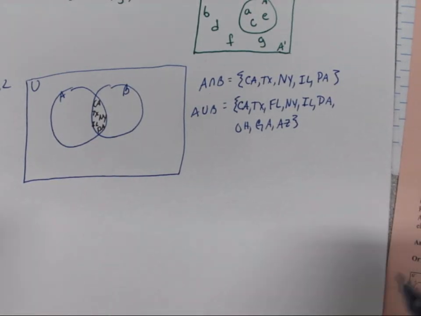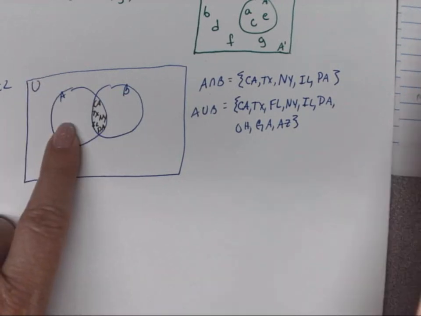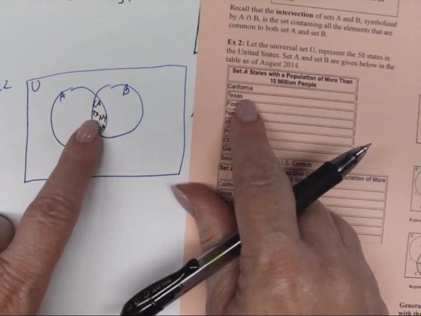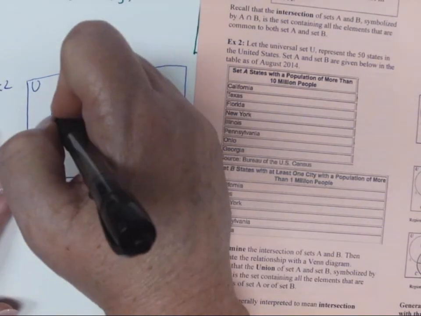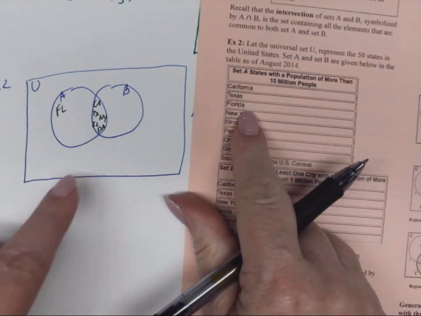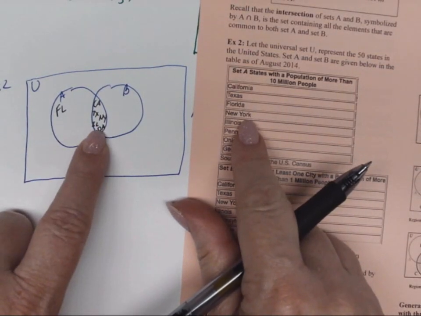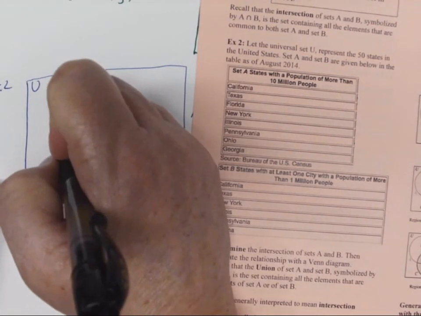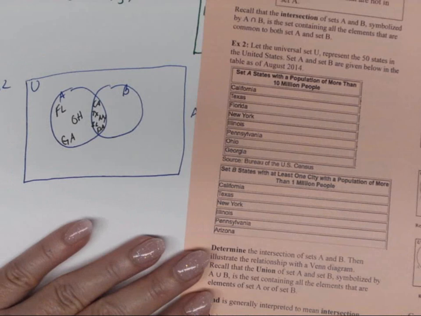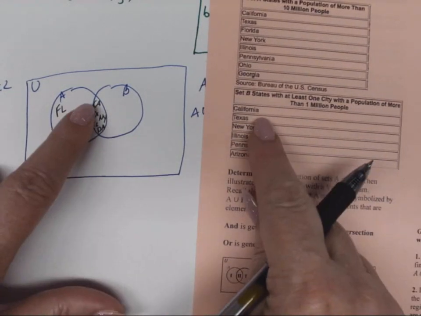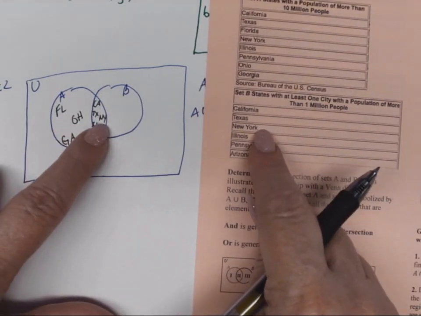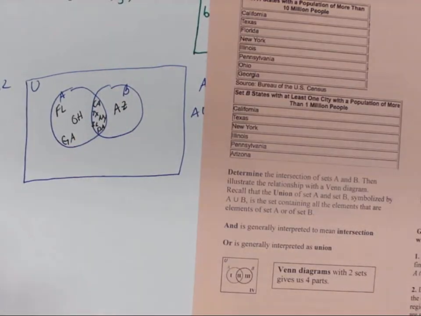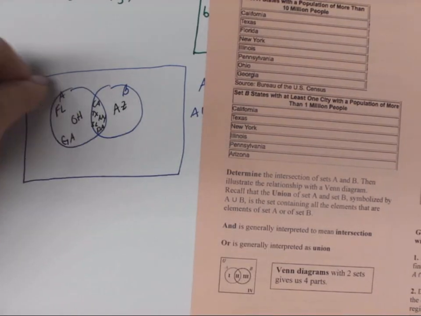And now we have to figure out what was in set A that we don't have already. So we already have California, Texas. Oh, we don't have Florida, so we need to put Florida over here. We already have New York. We already have Illinois and Pennsylvania. We need Ohio. And we need Georgia. All right, for set B, we already have California. We have Texas. We have New York. We have Illinois. We have Pennsylvania. Here we need Arizona. Now, that takes care of what's in A.